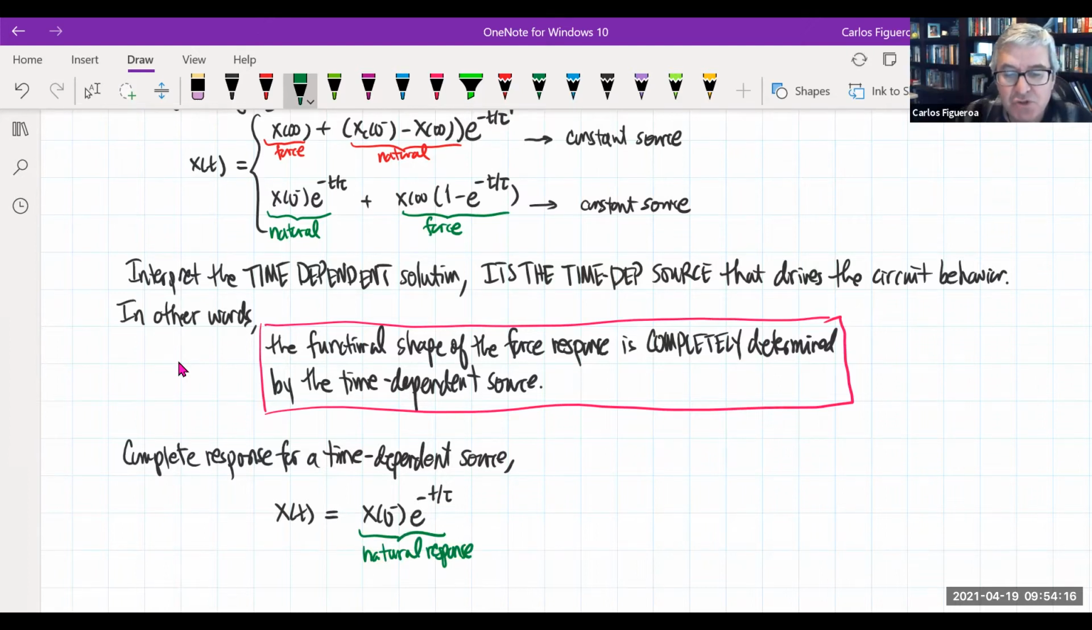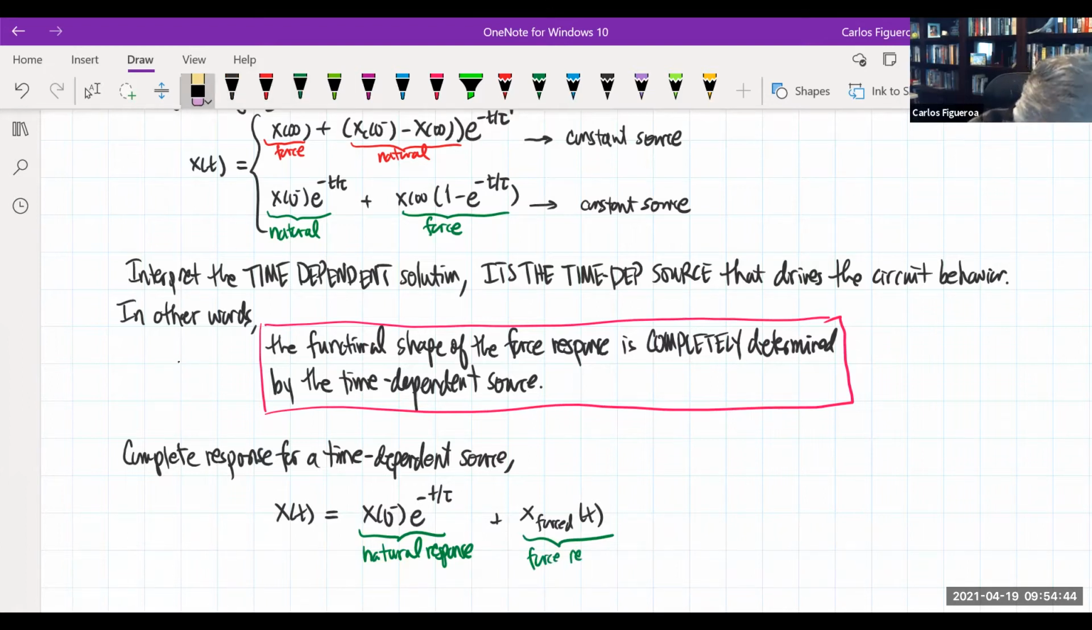And this is what you guys call in differential equations your homogeneous solution. But now I got to look at the force response. And what you're going to find here is that I'm going to have x forced of t. This guy, this is what we call our force response.